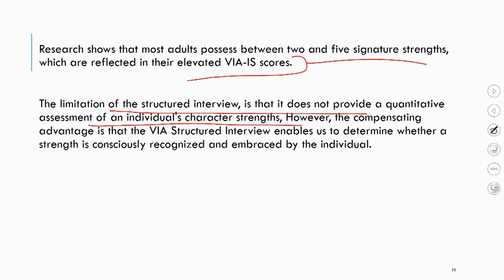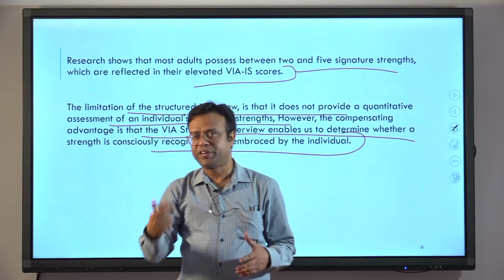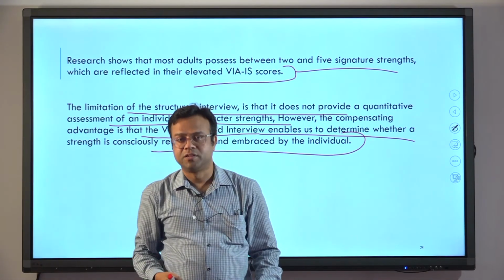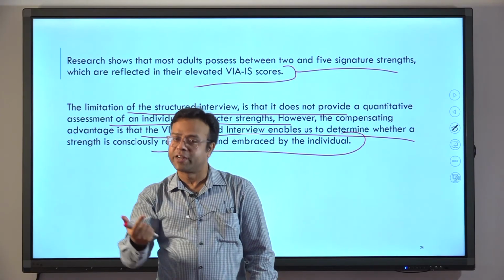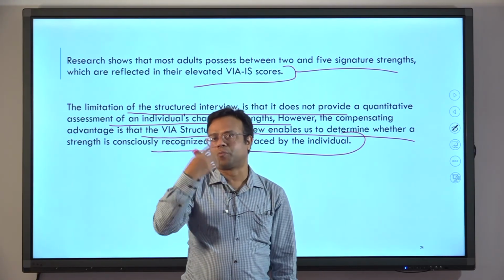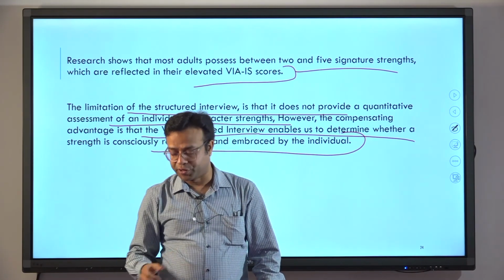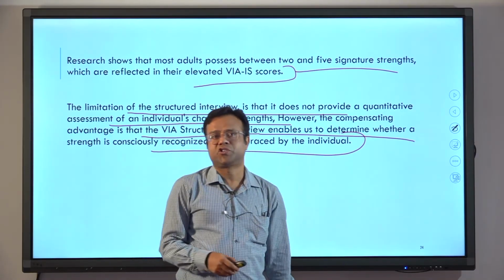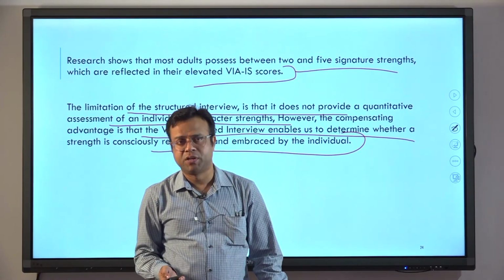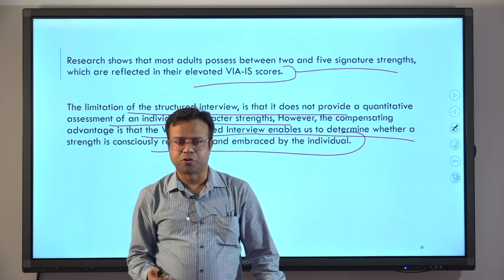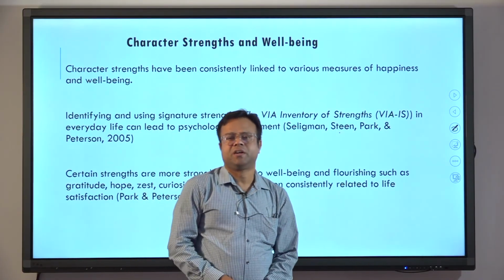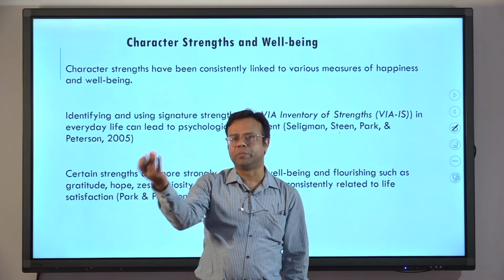However, it compensates: the advantage is that the VIA structured interview enables us to determine whether a strength is consciously recognized or embraced by the individual. Through the interview, one can understand whether this person is recognizing it consciously and using it or not. So from that person's perspective, a more elaborate understanding can be gained from such interviews. So these are some of the ways by which strengths can be measured for research purposes or even for self-exploration. Now let us briefly look at how character strengths have been linked to well-being.